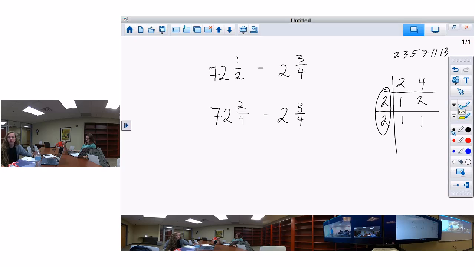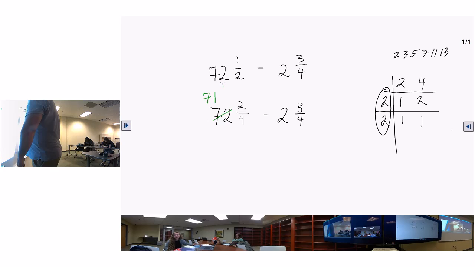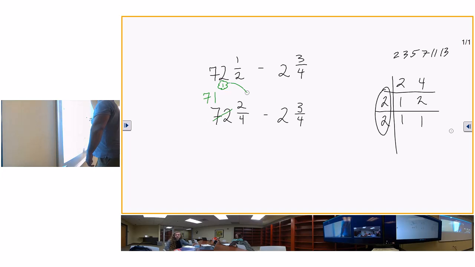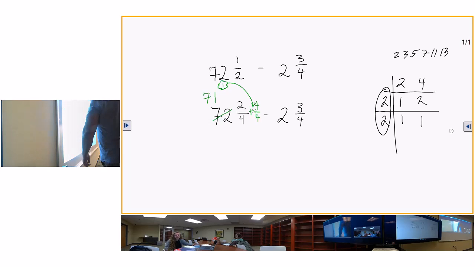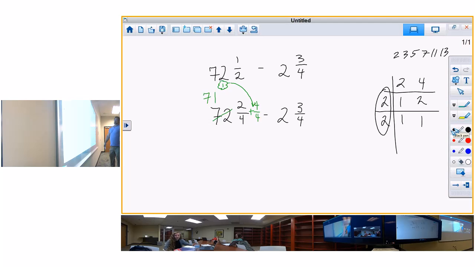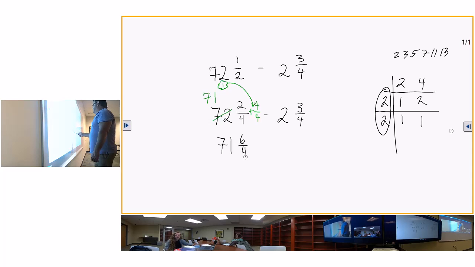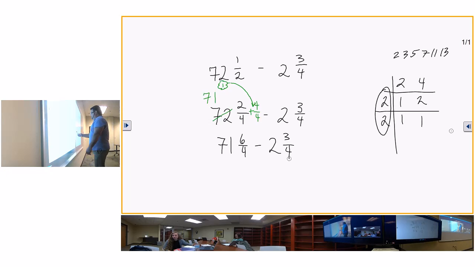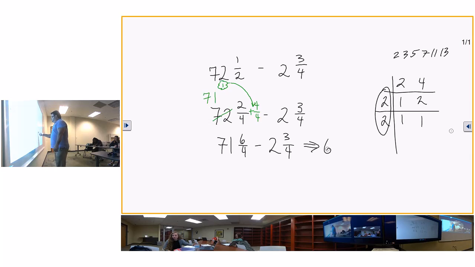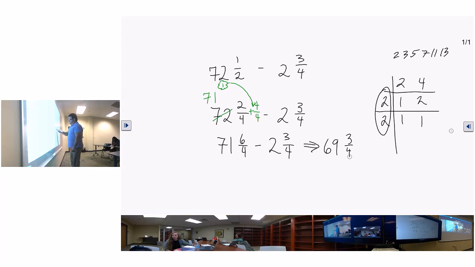I'm going to take my green pen. And what does that make 72? 71. And I got a 1 floating around here, and it's going to come down as 4/4. And add a plus symbol. So now my equation should be 71 and 6/4 minus 2 and 3/4. And what's 71 minus 2? 69. And what is 6 minus 3? 3. And there is your answer.